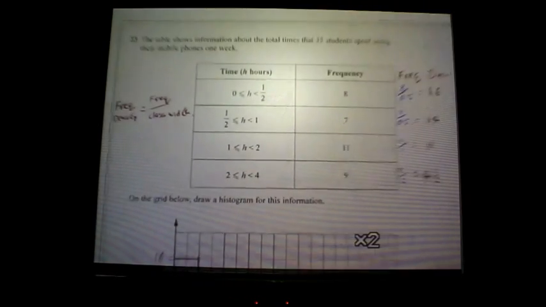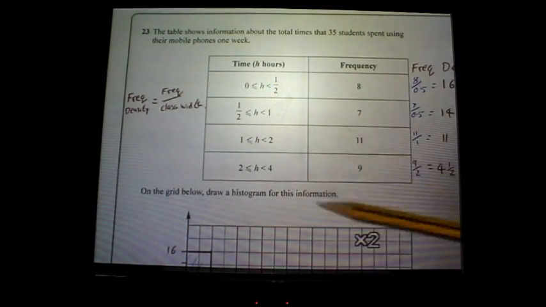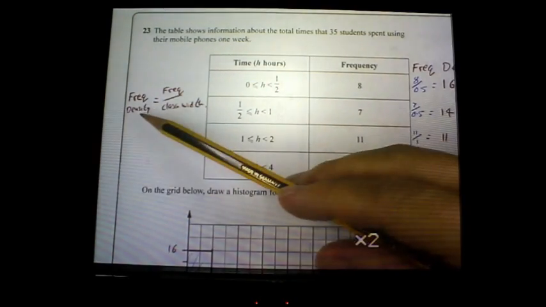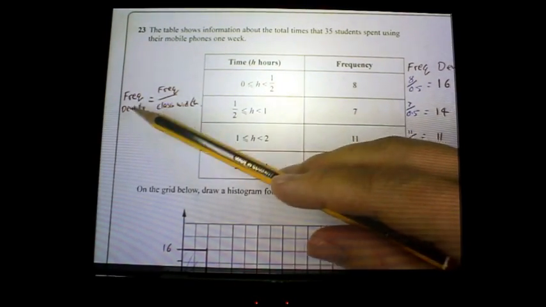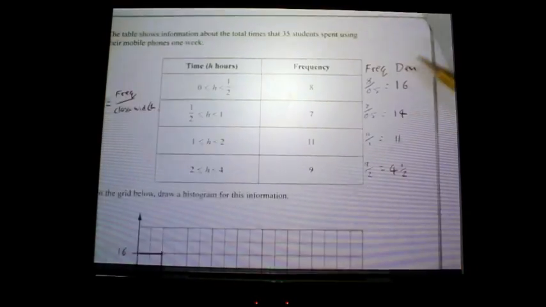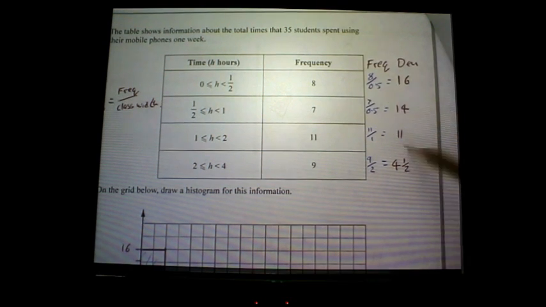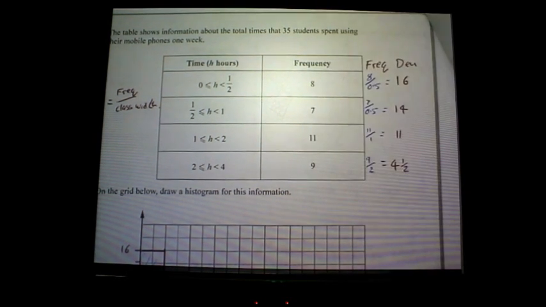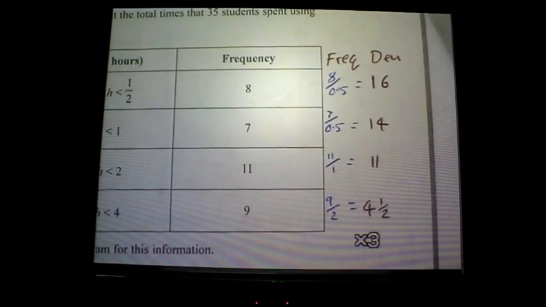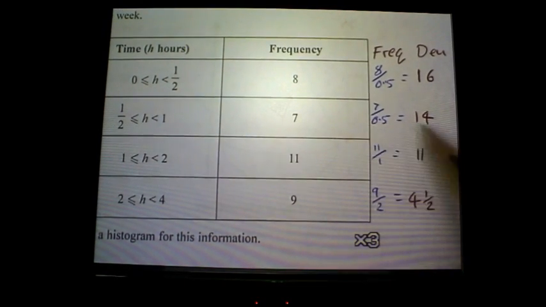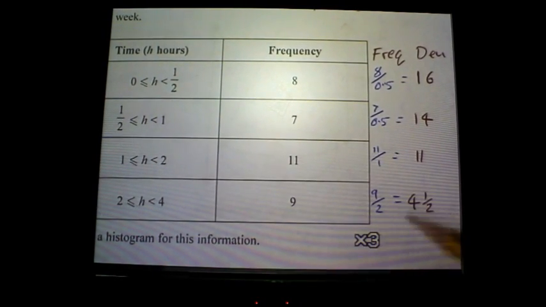Right, question 23. Moving on. Draw a histogram. Right, first thing, if this comes up and it says draw a histogram, write down the formula for frequency density. Frequency density is frequency divided by class width. So here we are, frequency 8, class width is a half, so 8 divided by a half or 0.5 is 16. And there's the others, look, 7 divided by a half is 14, 11 divided by 1 is 11, 9 is 4.5.